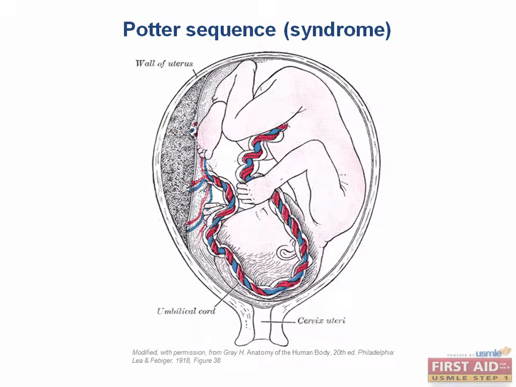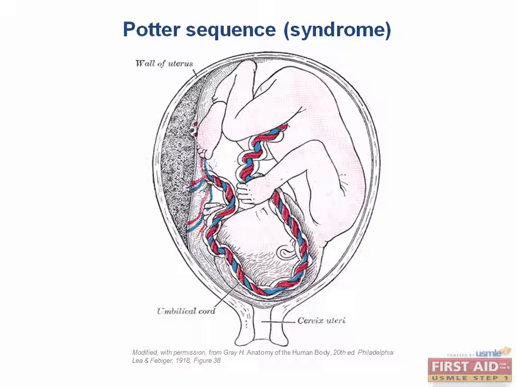As we discussed in the beginning of the section, the main role of the fetal urinary system is to produce urine. This urine supplements the volume of amniotic fluid. If the volume of amniotic fluid drops too low, the fetus may fail to develop properly. Potter's sequence, or syndrome, is a consequence of having too little amniotic fluid present in the uterus. This lack of amniotic fluid is actually called oligohydramnios.